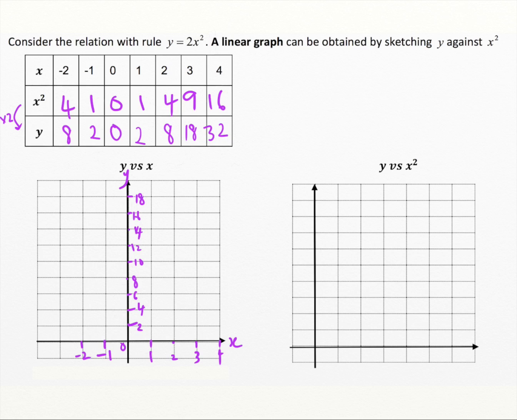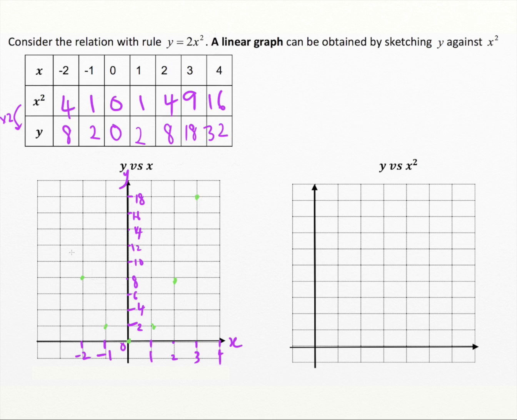Okay, so now all I'm going to do is go ahead and plot all of these points on. So when x is -2, y is equal to 8. When x is -1, y is equal to 2. When x is 0, y is 0. When x is 1, y is 2. When x is 2, y is 8. When x is 3, y is 18.